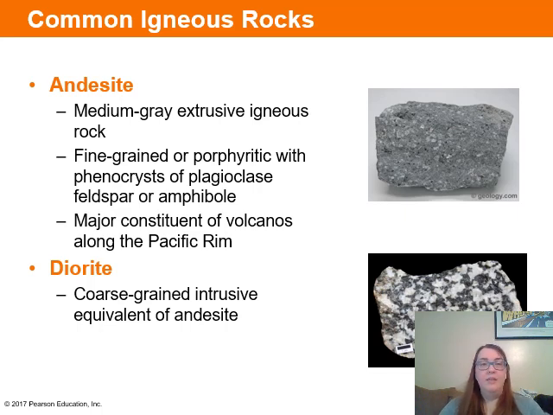Both of these igneous rocks, andesite and diorite, are a little bit less common, but they're very good examples of those intermediate igneous rocks. The ones that are either going to have a 50-50 ratio of light and dark colored minerals, like we see here at the bottom with diorite, which is a coarse-grained rock. It forms deep inside of the earth, very slowly over time, causing the minerals to be large enough that we can see them with our naked eye.